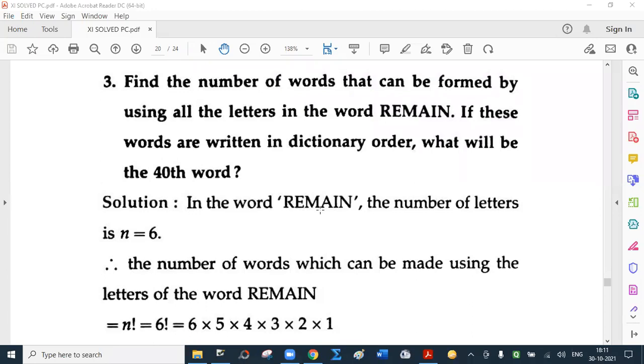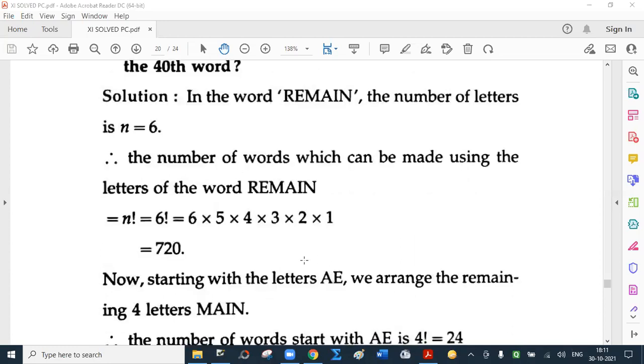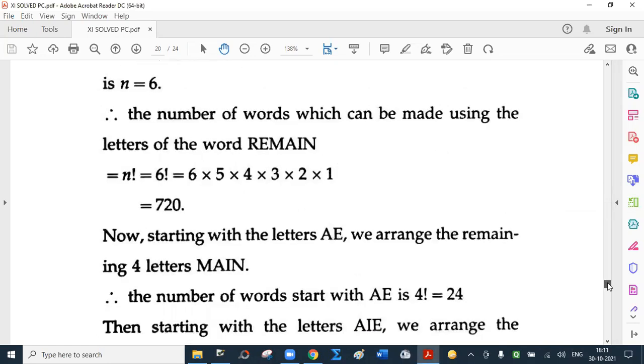Now in the word REMAIN there are how many letters? 6 letters. So the number of words which can be made using the letters of the word REMAIN will be what? 6 factorial, because not a single letter is repeated. That is 720. Now starting with the letters AE. Now you will ask me why not A only? Because that gives us 120 arrangements, that is words. But we have to find the 40th word. And therefore we say AE.